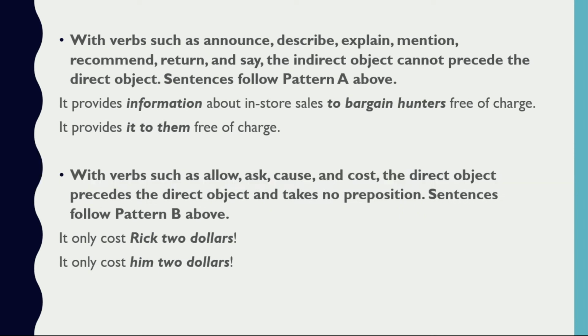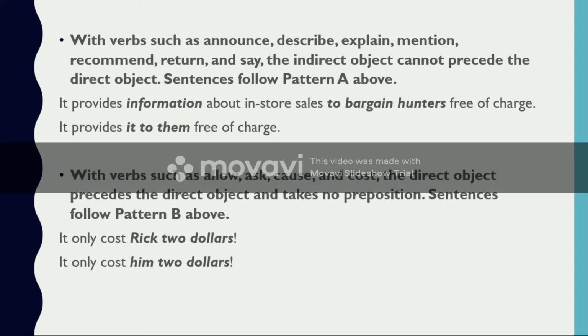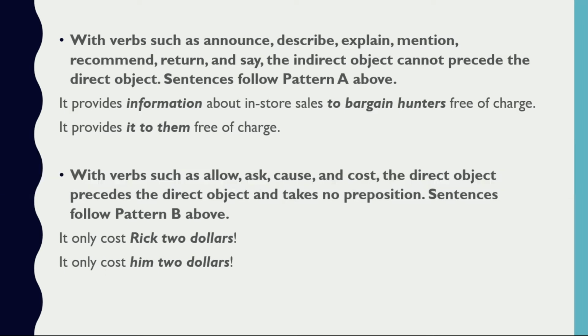With verbs such as announce, describe, explain, mention, provide, recommend, return, and say, the indirect object cannot precede the direct object. Sentences follow pattern A above. It provides information about in-store sales to bargain hunters free of charge, and it provides it to them free of charge.